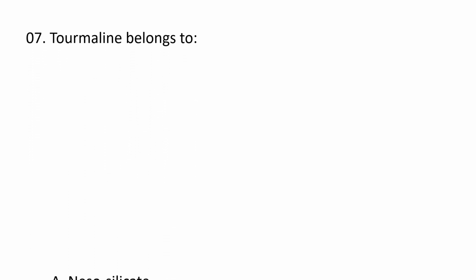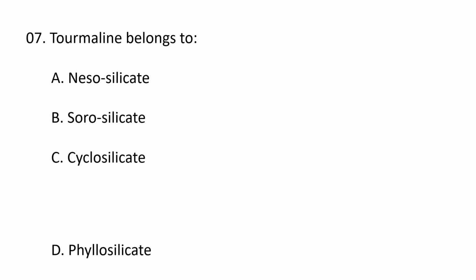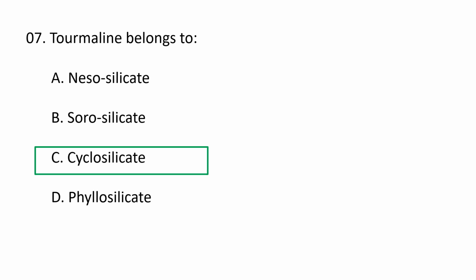Next question. Tourmaline belongs to what type of silicate? A. Nesosilicate, B. Sorosilicate, C. Cyclosilicate and D. Phyllosilicate. So tourmaline belongs to cyclosilicate. Tourmaline is a gemstone that belongs to a complex family of borosilicates mixed with iron, magnesium or other various metals that, depending upon the proportions of its components, may form as red, pink, yellow, brown, black, green, blue or violet.